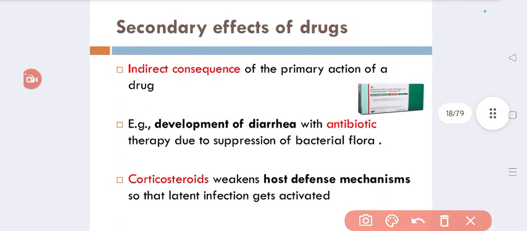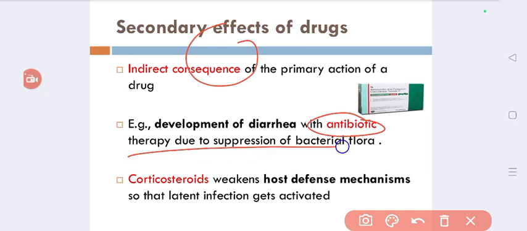Secondary effects of a drug. A secondary effect is an indirect consequence of a primary action of a drug. That's why it's called a secondary effect. For example, whenever you have taken any antibiotic, like amoxicillin, azithromycin, cephalexin, you may develop diarrhea. You have taken the antibiotic for an upper respiratory tract infection, but you develop diarrhea. That is because of suppression of your bacterial gut flora. It will kill your good bacteria and lead to diarrhea. It's a secondary effect of a drug.